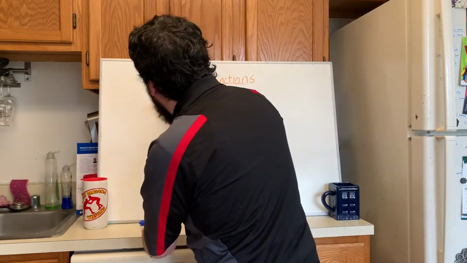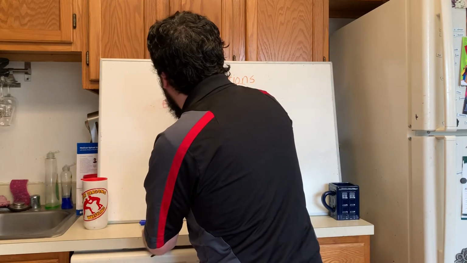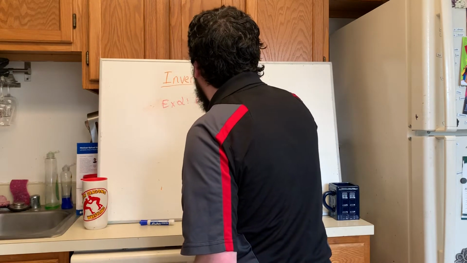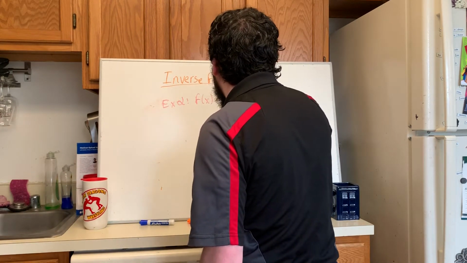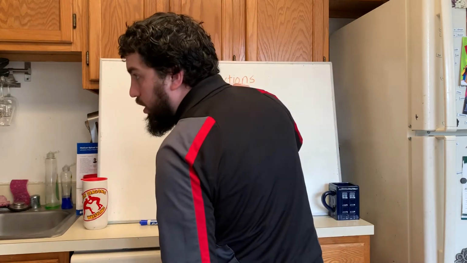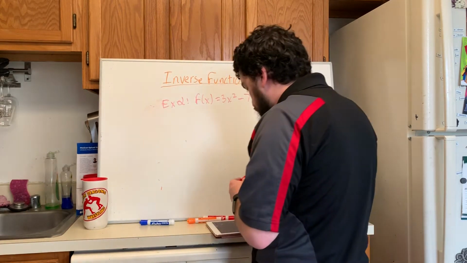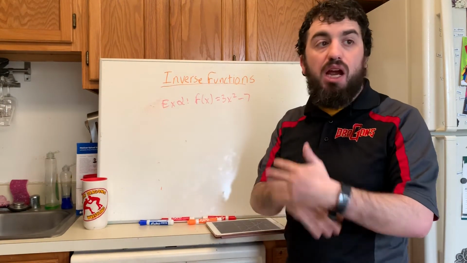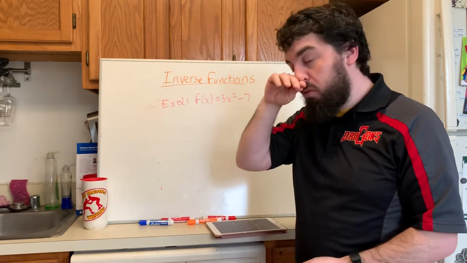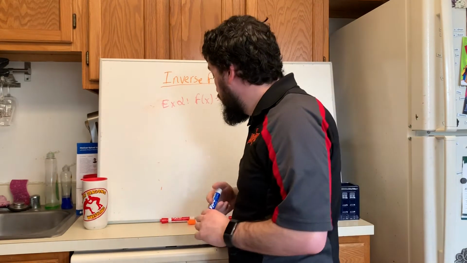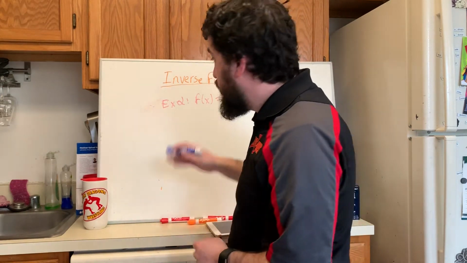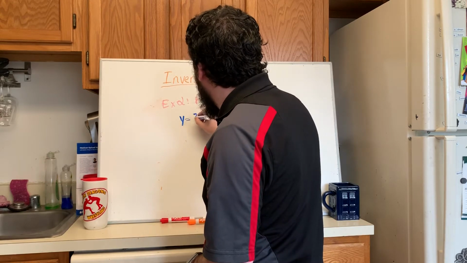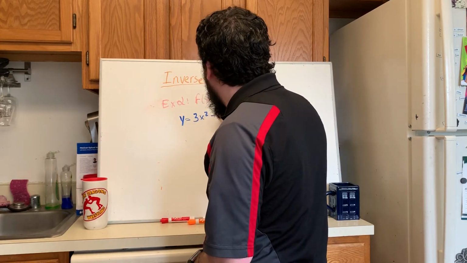So what we're going to do is say, example 2, that was 3x squared minus 7. So we are going to do this the same way. All we have to do is just be careful about how we take care of that x squared. So first thing I want to do is replace f of x with y. So y equals 3x squared minus 7.